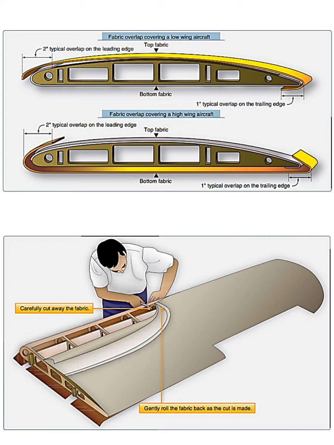What is the purpose and location of drain grommets in aircraft fabric? Allow the condensed moisture to leave the aircraft as well as furnish ventilation, located on the underside of airfoils.